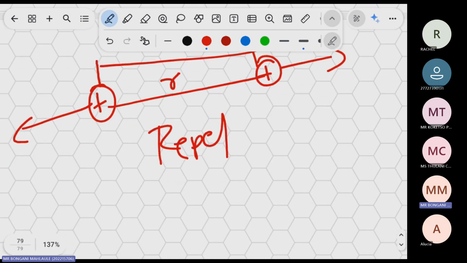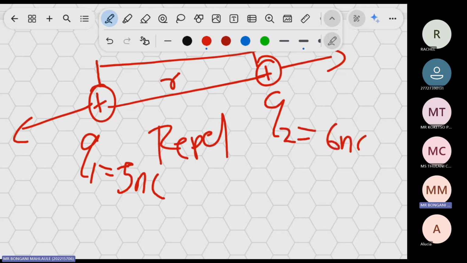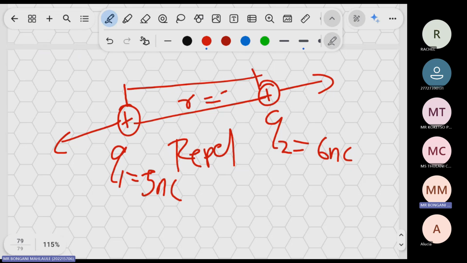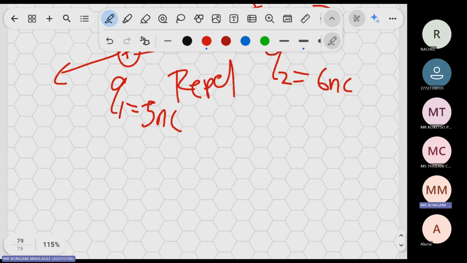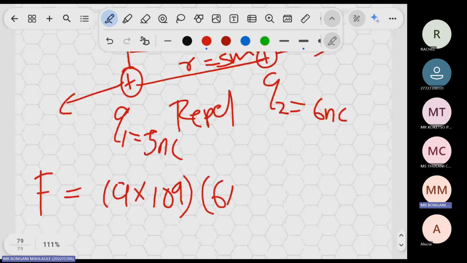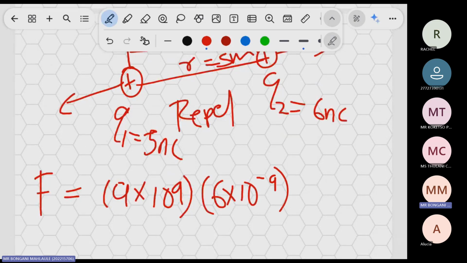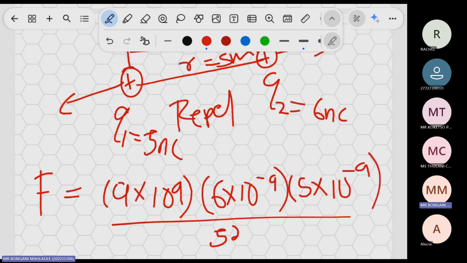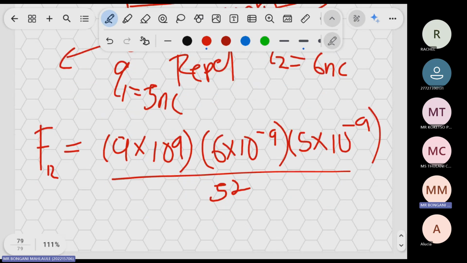So they're going to give you the value of Q1, maybe it's 5 nanocoulomb, then Q2 being 6 nanocoulomb, then the distance they say 5. So this one is the easiest, right? Everyone should know. Then you write your Coulomb constant, which is this one. Then Q1, the charge, is 6 times 10 to the power. Yeah, it will just be like this, and then all over 5 squared. So this is how you calculate the force between 1 and 2.